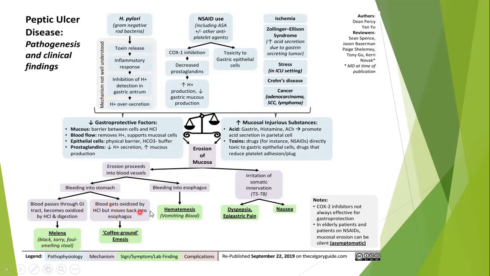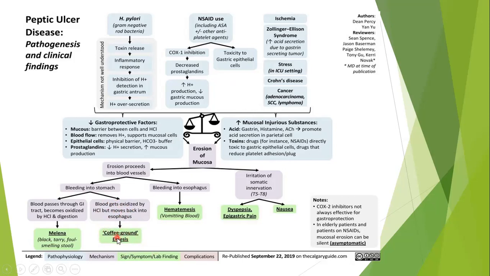If blood gets oxidized by hydrochloric acid, but instead of moving downwards towards the anus, it is vomited through the mouth, what you see is coffee ground emesis. The vomitus will appear as if it has some black coffee grounds.